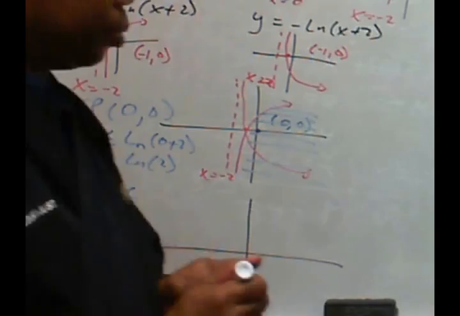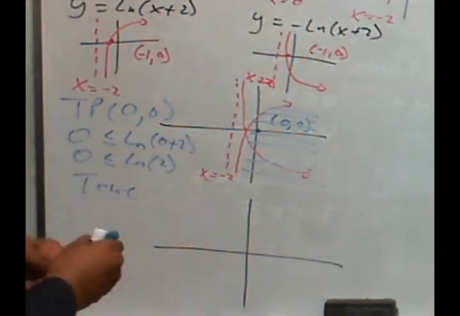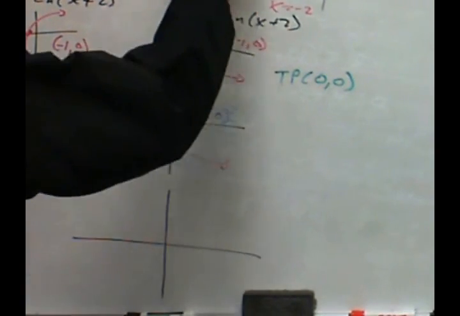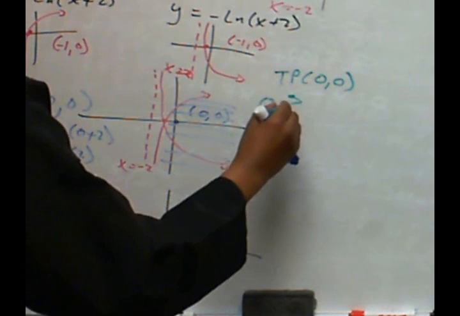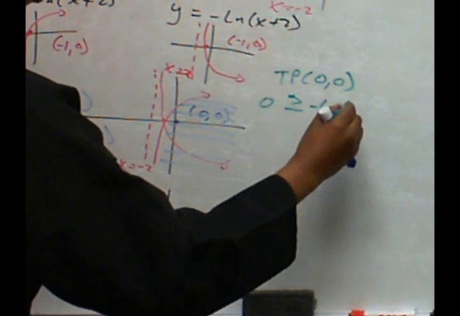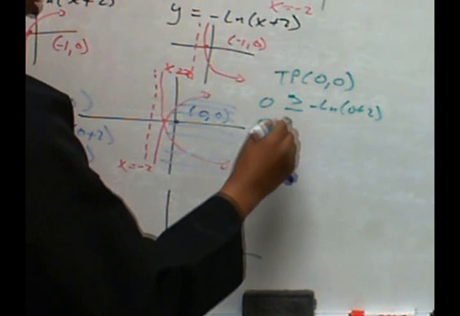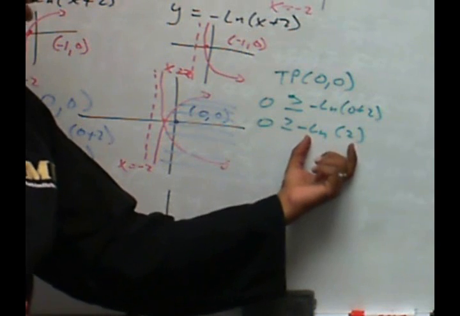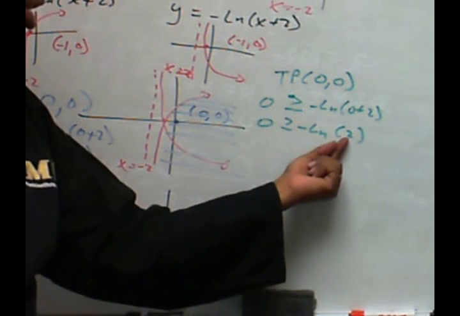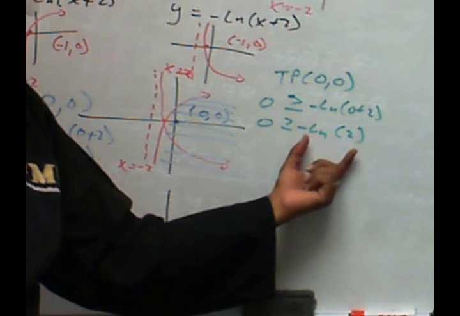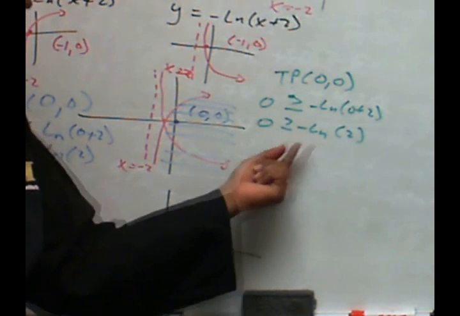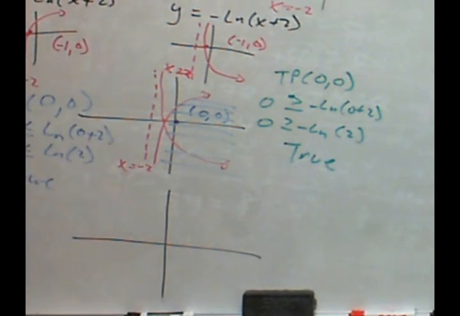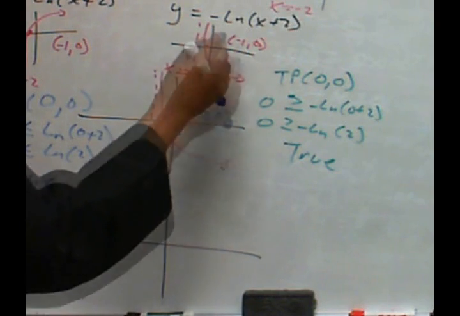Okay, next, a test point for this one, we'll still use (0, 0), and put 0 here for y, and negative natural log of 0 plus 2, and so we'll end up with negative natural log of 2. Again, we know that the natural log of a number within this domain is going to be positive. So this is going to be a positive times a negative, which will be negative. And a negative number will be less than 0. So this is true. So I'm going to shade toward the point (0, 0) for this line right here, for this graph right here.